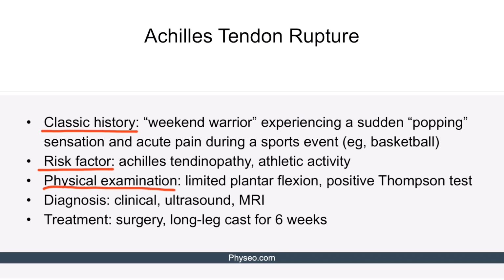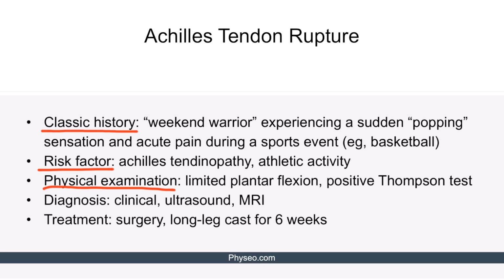Physical examination will reveal limited plantar flexion and a positive Thompson test, which is a special test that will be discussed in greater detail on the next slide. Notably, plantar flexion is limited in patients with Achilles tendon ruptures because this tendon is normally responsible for connecting the gastrocnemius and the soleus muscles to the base of the heel to allow for plantar flexion of the foot.